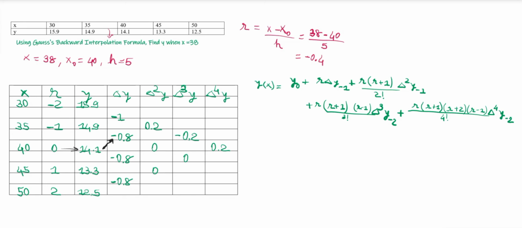Now we'll just input all of these in our formula. But before that, we'll start creating our arrow pattern. So as we are using the Gauss backward interpolation formula, we'll have to start from the value which is corresponding to 40. So start showing arrows like this. From 14.1 go up, then minus 0.8 go down, again go up, and then down. So this is how you'll create the arrow pattern while solving the examples based on the Gauss backward interpolation formula.